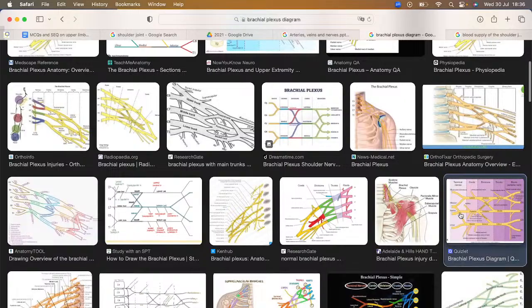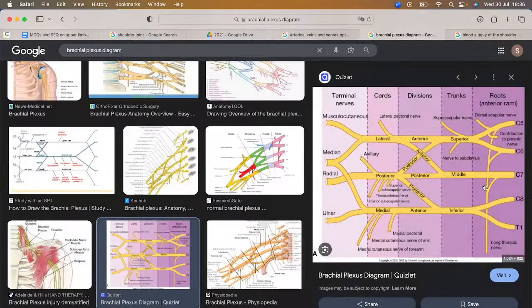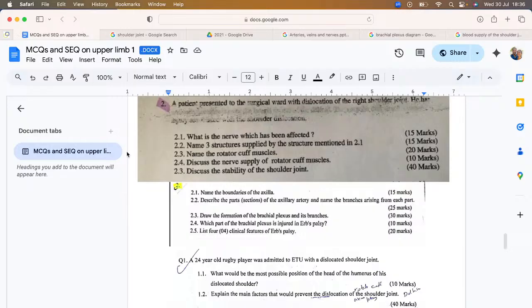Okay, so all the branches that you're seeing here need to be there. The dorsoscapular nerve, the long thoracic nerve, suprascapular, subclavian nerve. Like that, they need to be annotated and divided with the dotted lines. And each branch needs to be annotated, so don't forget to annotate the diagrams. That's very important.